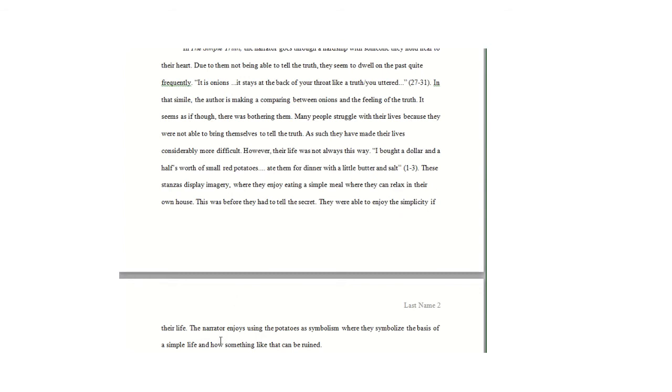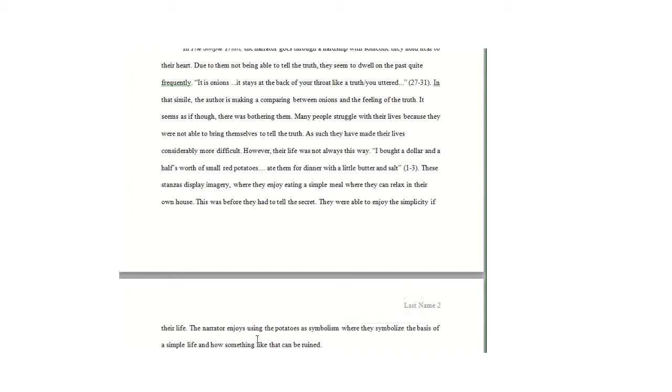So this really could have benefited from writing the essay, trying to format it properly, walking away from it, and then coming back and entering the revision process. Just keep rereading it, correcting the "ifs" that should be "ofs," the "comparing" that should be "comparison," the italicized individual poem when it should be quotation marked. "The narrator enjoys using the potatoes as symbolism." Good. Now we're getting elements of poetry where they symbolize the basis of a simple life and how something like that can be ruined. Good.